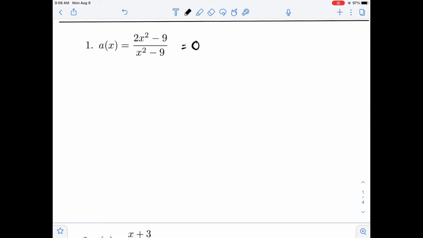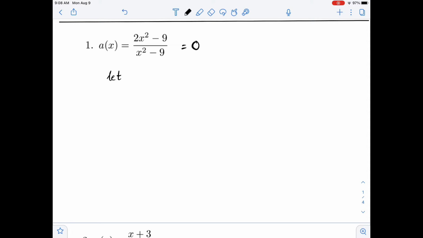So I have 2x squared minus 9 all over x squared minus 9. If I let that equal 0, well, when is that function a of x equal to 0? It's equal to 0 when its numerator is equal to 0, when 2x squared minus 9 is equal to 0. So when I have a rational function like this, all you have to do is let your numerator equal 0 and solve. Any values of x that make your numerator equal to 0 are the values of x you're looking for.